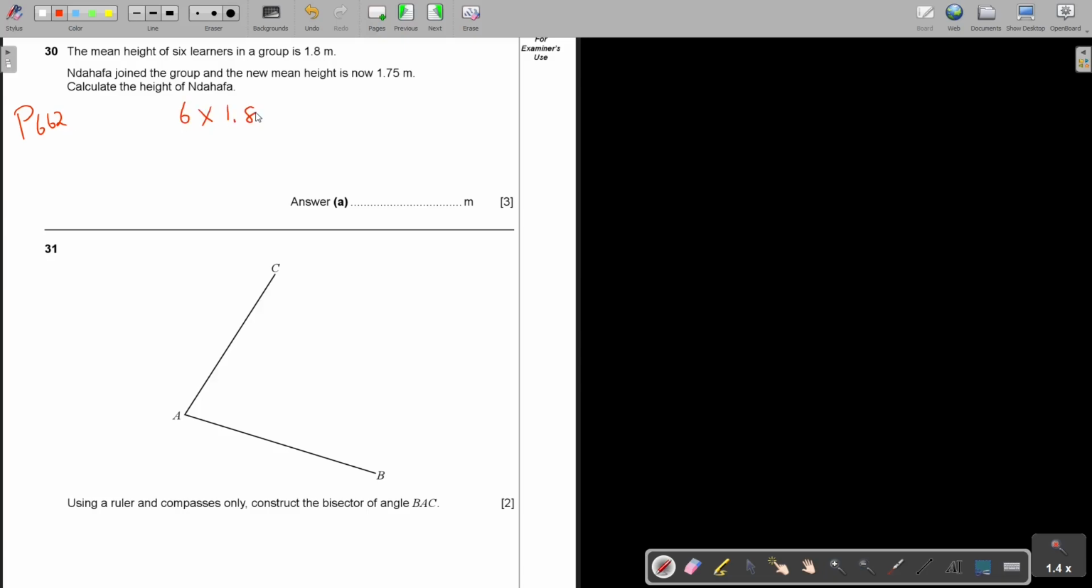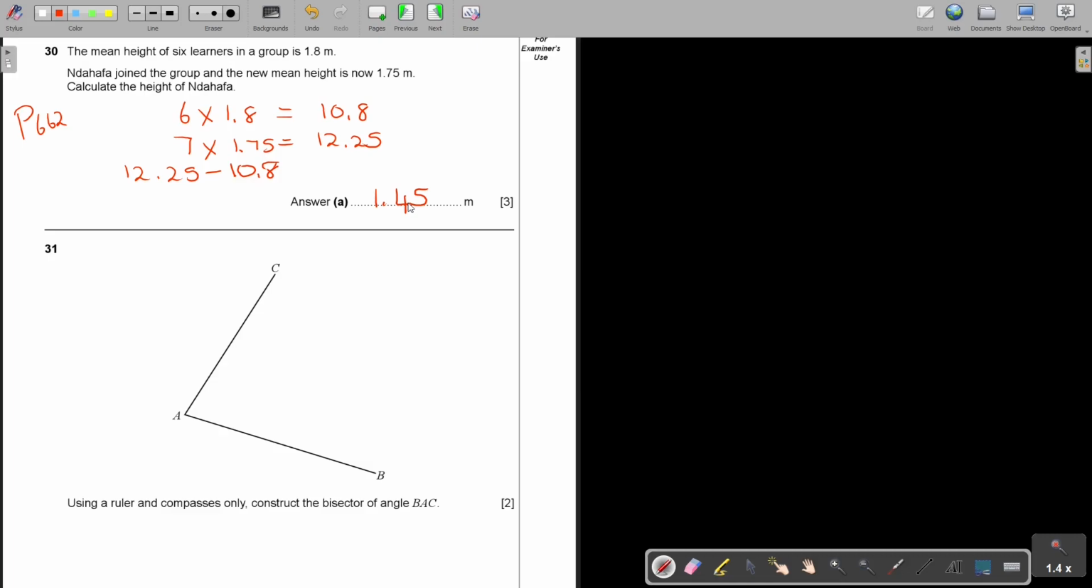If I take 6 learners and I multiply it with 1.8, then I get 10.8. Now, if he joins the group, there's now not 6 learners anymore, there's 7. But now the new mean is 1.75, and that will be 12.25. And now to see his height, I will take the 12.25 and I will subtract the 10.8. And I will get 1.45. That will be his height.